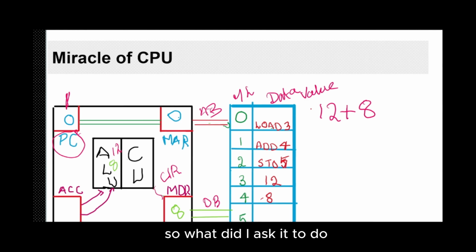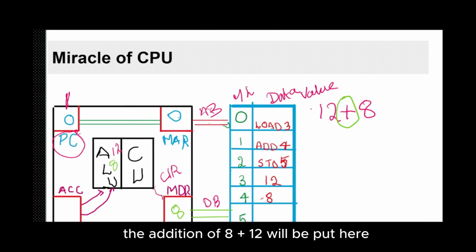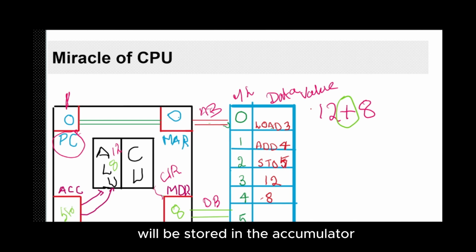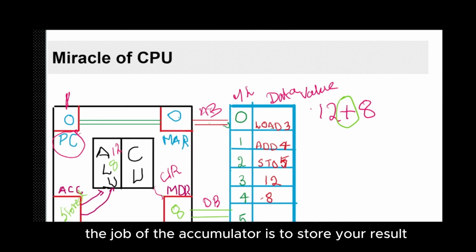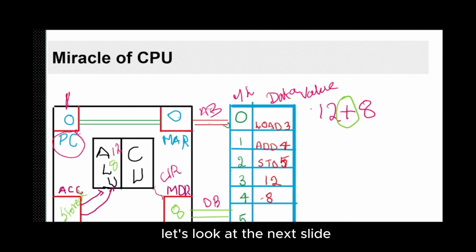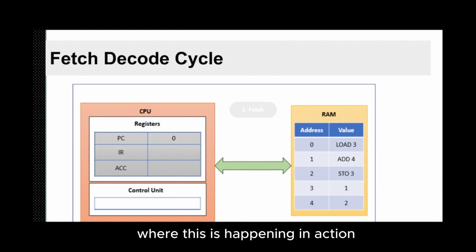So what did I ask it to do? I asked it to add this. So the addition of 8 plus 12 will be put here, stored in the accumulator. The job of the accumulator is to store your result. So let's look at the next slide where this is happening in action.